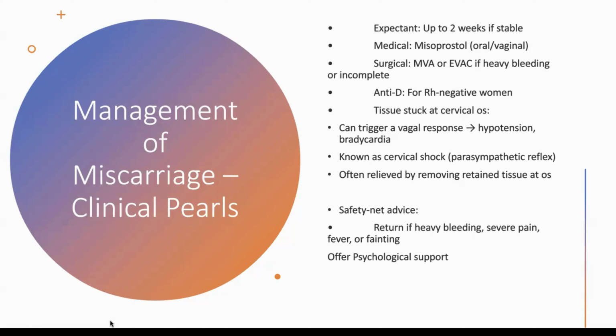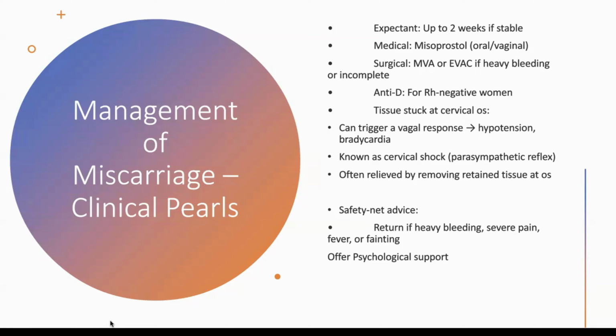Sometimes you will have a scenario when a woman has had the misoprostol and comes 2 days later with heavy bleeding and pain, and she's in so much pain. We have to reassess them, because in a lot of cases there could be tissue stuck on the cervix, and that would trigger a vagal response, or what we call a cervical shock. And this is often relieved by removing the retained tissue.